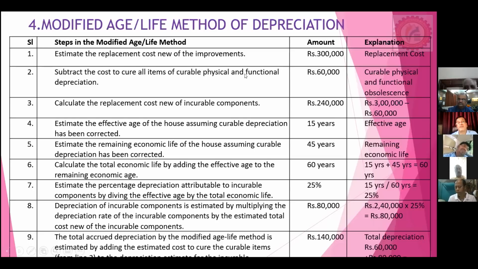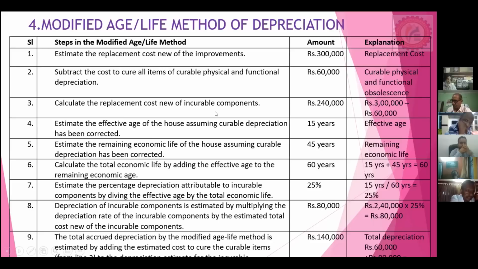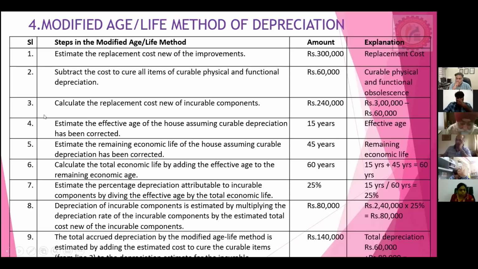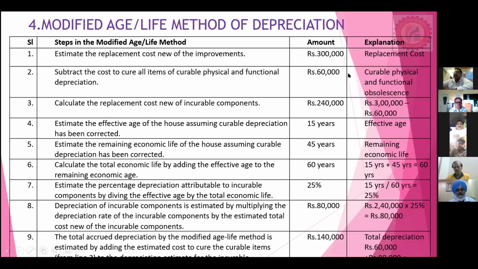Whether it may be physical, functional, or whatever it may be, now I have arrived at a certain value, that is rupees 60,000, curable physical and functional obsolescence. Now calculate the replacement cost new of the incurable items. Instead of applying this age life theory for the entire 3 lakhs, I am seeing what are all the curable items, I have just separated them, and now I have arrived at the replacement cost of the incurable components separately.